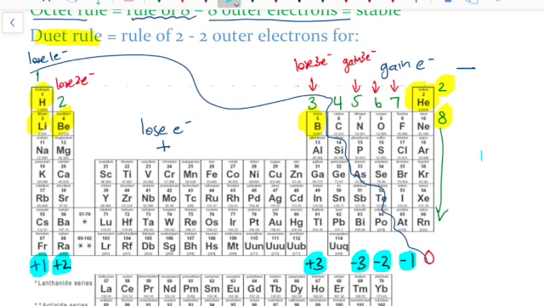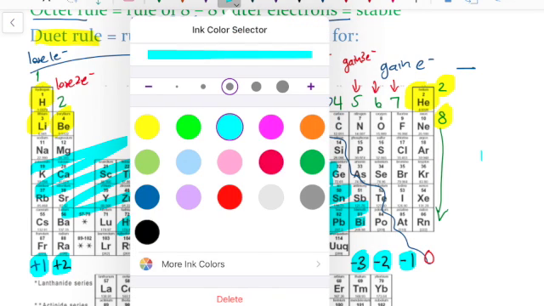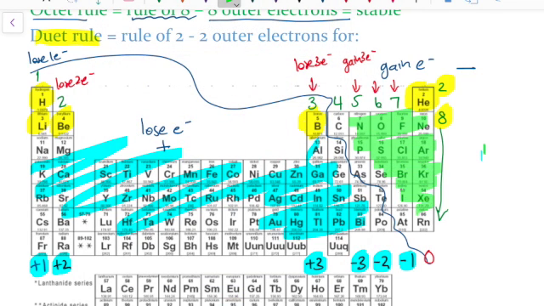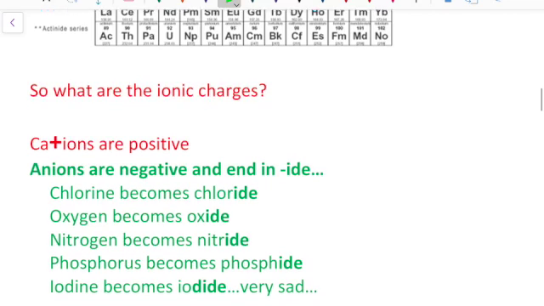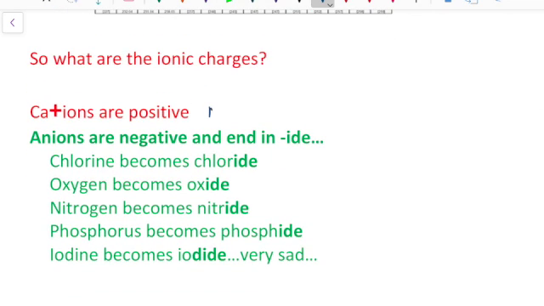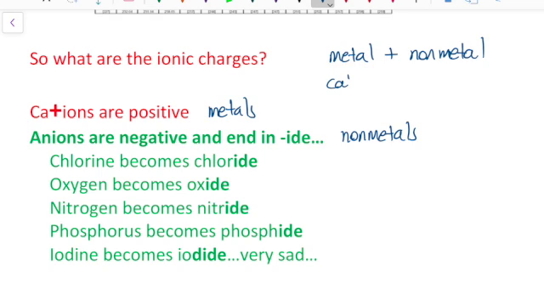So all of these guys on the left side are metals, and everything on the right side are nonmetals. And metals lose their electrons to become positive cations, and nonmetals gain electrons to become negative anions. So cations are generally metals, and anions are nonmetals. When we're naming, the metals keep their name. An ionic bond is made up of a metal plus a nonmetal. So it's made up of a cation plus an anion.